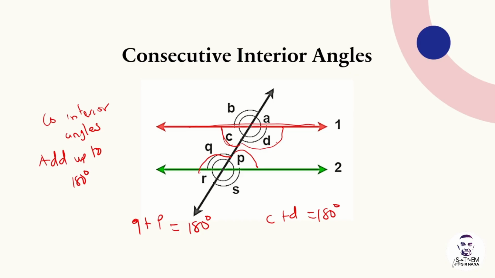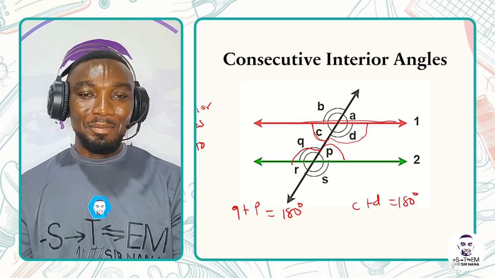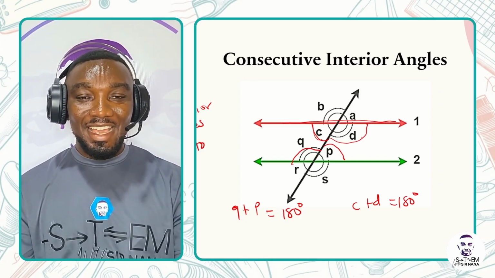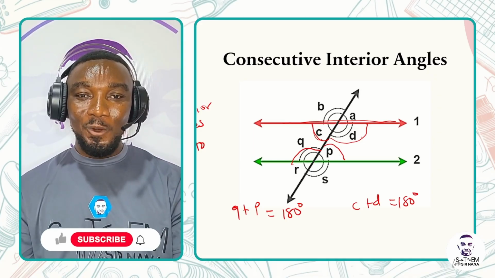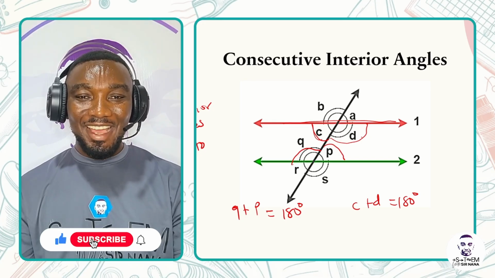So in this lesson, we basically looked at the various types of angles that can be formed when we have parallel lines and a transversal. In our next lesson, we would want to solve some questions on angles.